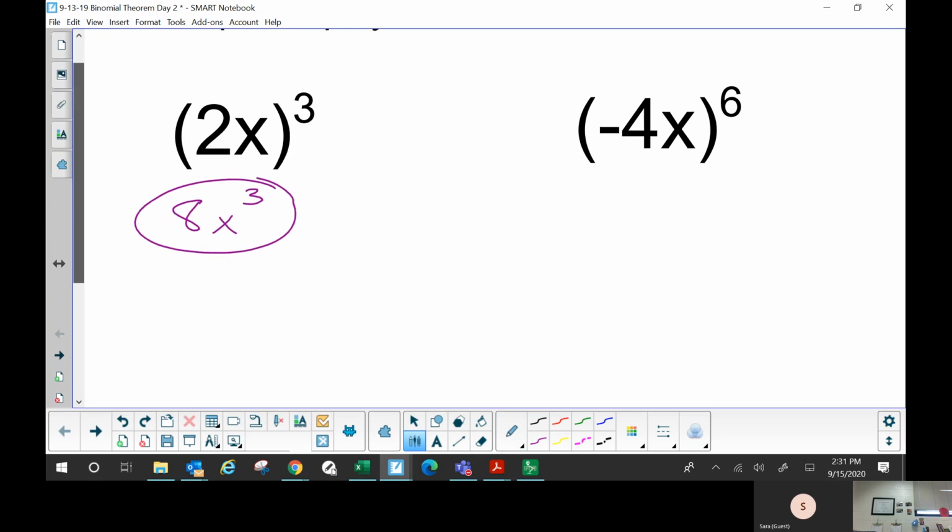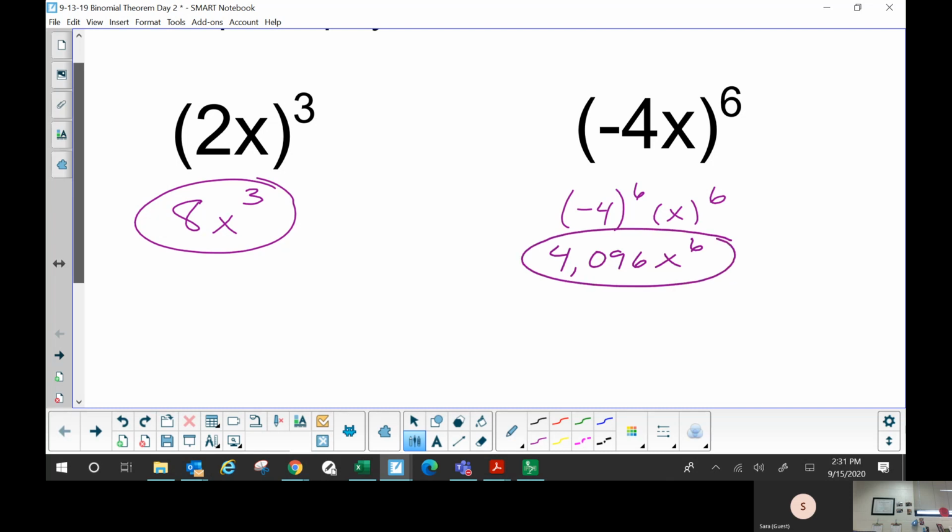Okay, so again, we have to apply this exponent to everything in the parentheses. So we're going to have (-4) to the 6th power as well as x to the 6th power. What's (-4) to the 6th power? 4,096. And then we have x to the 6th power if you combine it. So you have to remember to apply the exponent to everything in the parentheses. And that's more of the same thing that we're doing today.